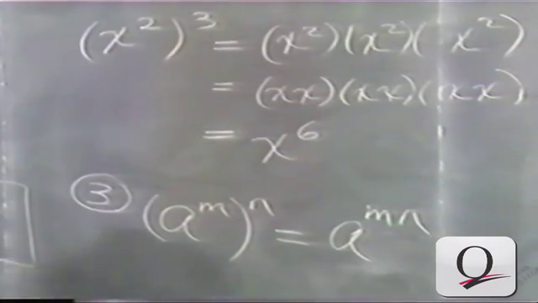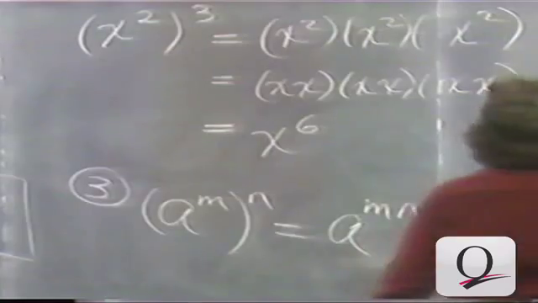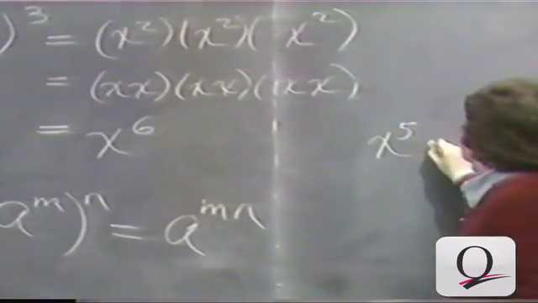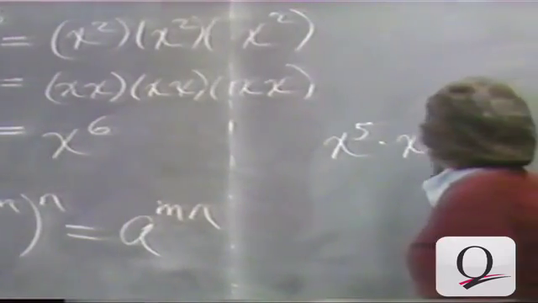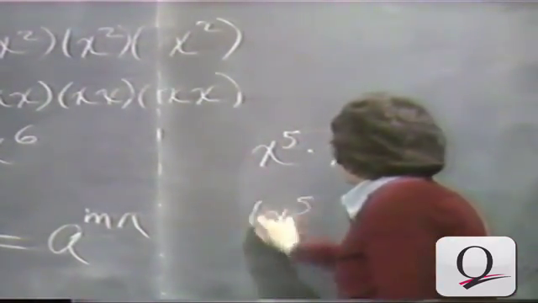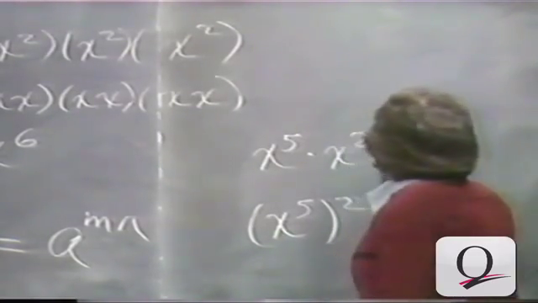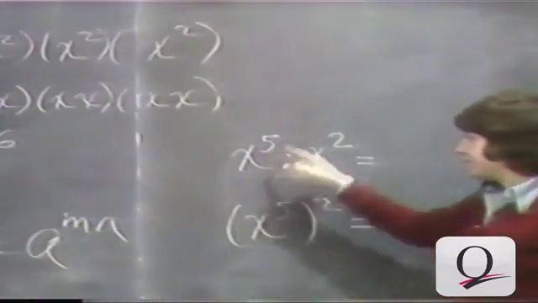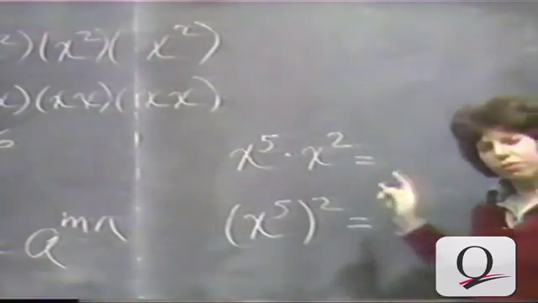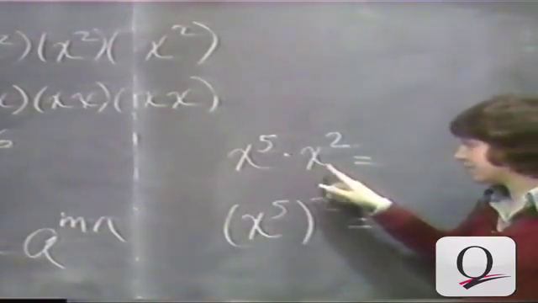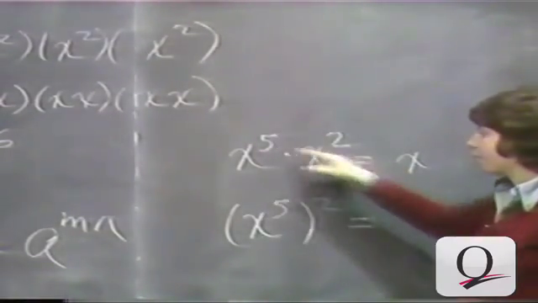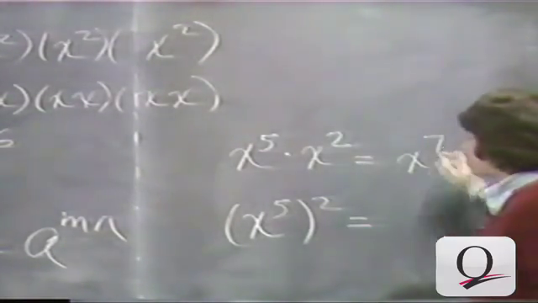Okay, now please keep this straight in your mind. If you have x to the 5th times x squared, that's not the same problem as x to the 5th quantity squared. X to the 5th times x to the 2nd, okay? This is the first rule for exponents. We're multiplying. The base is the same. We keep the base x. We add the powers, 5 plus 2 to get 7.